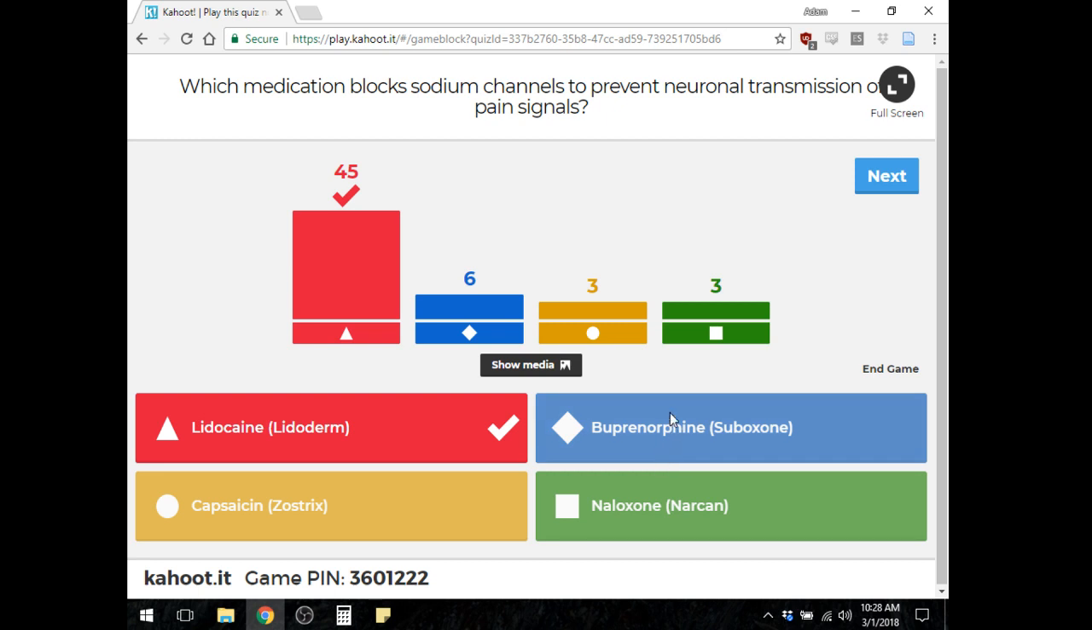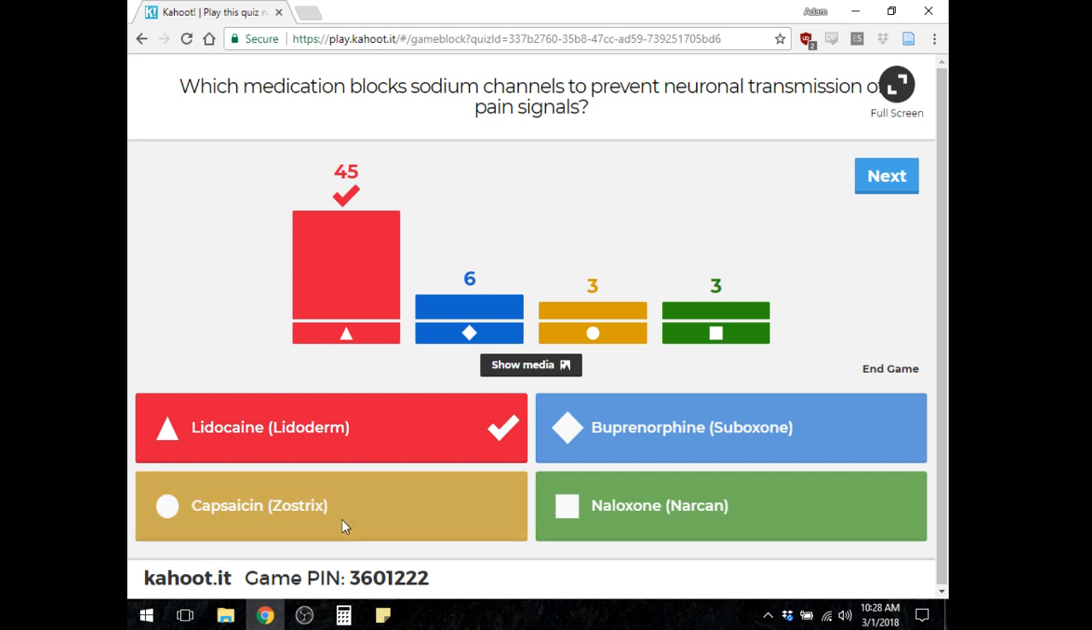Buprenorphine, which kind of drug is that? That's a partial mu agonist, so it's better for patients who are trying to get off of an opioid addiction. It's not blocking sodium channels, though. How about naloxone? It's an antagonist at the mu receptors, so it reverses an opioid effect. That would not be correct in this case.